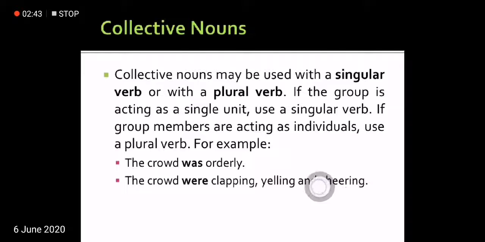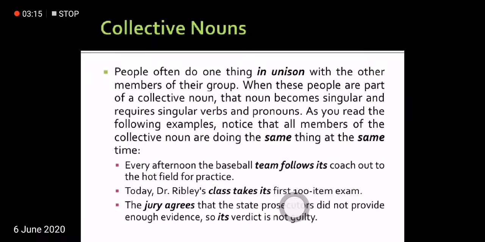So it depends upon the context. How do you take that collective noun here? Crowd is taken as a whole, it's taken as a unit. And here, the crowd is made up of many people and they are taken separately. They were clapping, yelling, and cheering. So it suggests some people might be clapping, and some other people might be yelling, and some other people might be cheering. So they are taken here separately. Let's move further.